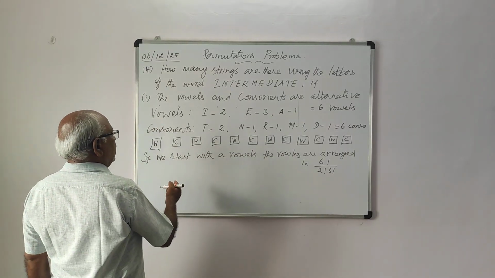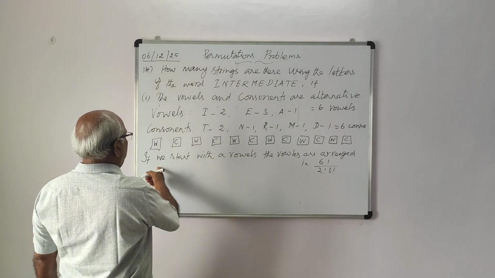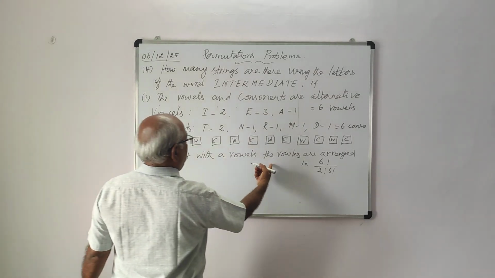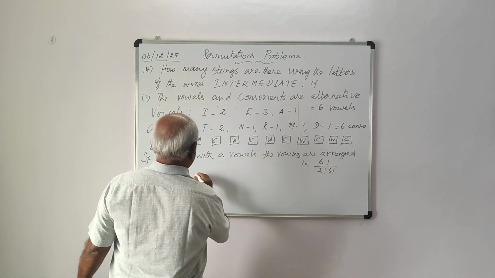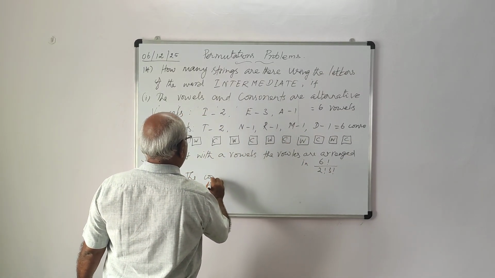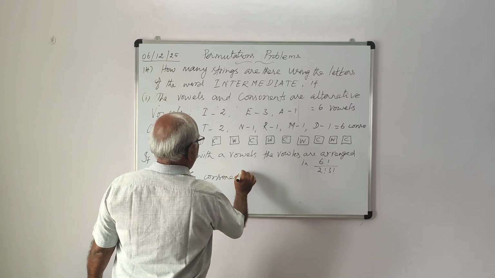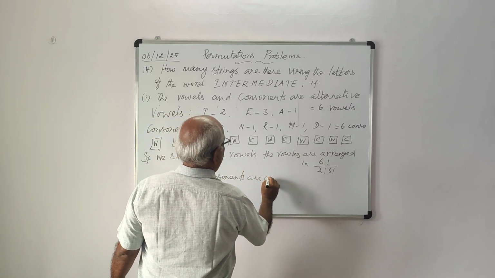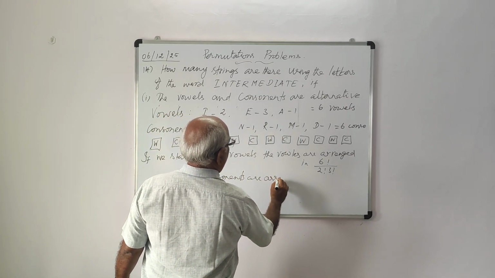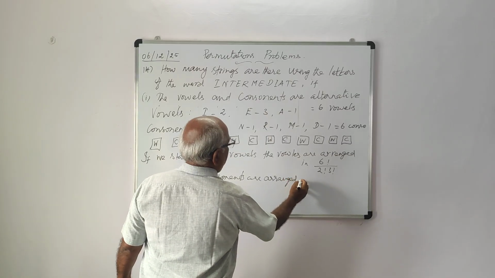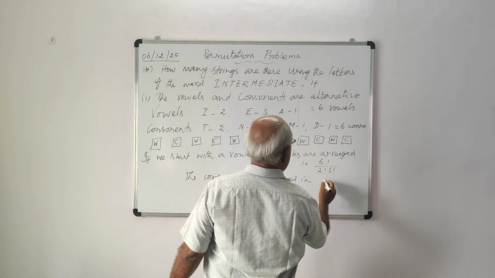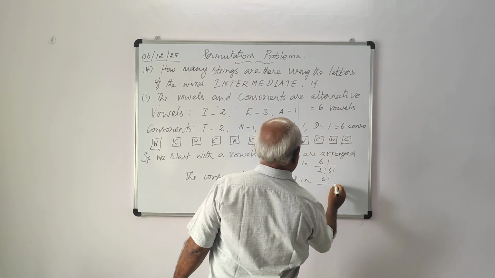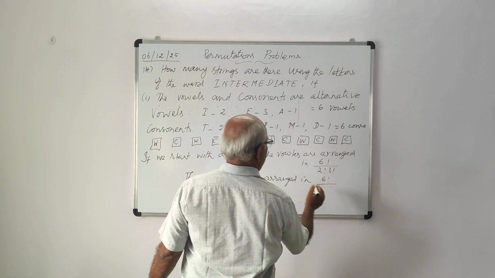Similarly, the consonants are arranged. If you start with vowels, the vowels are arranged in 6 factorial by 2 factorial into 3 factorial ways. The consonants are also arranged in 6 factorial by, there are 2 t's only, therefore 2 factorial.